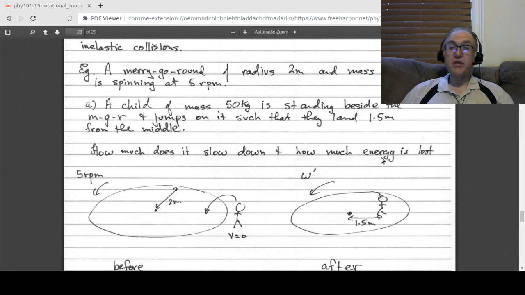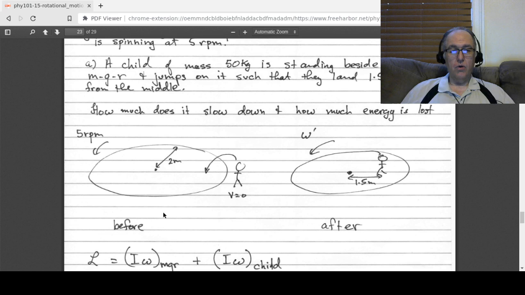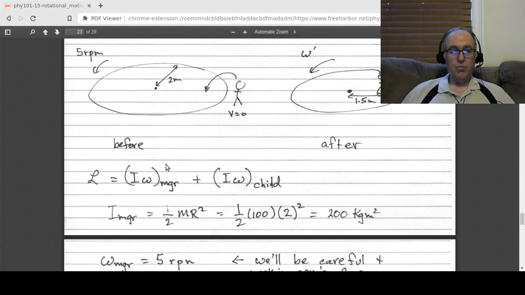Okay, so very similar to the previous problem, only this time we're not dropping a rod onto the rotating disc. This child is jumping onto the rotating disc, being the merry-go-round. All right, so before and after, very similar to the previous problem. We're going to have an angular momentum before, which is the angular momentum of the merry-go-round, mgr for short. Okay, and an angular momentum of the child.